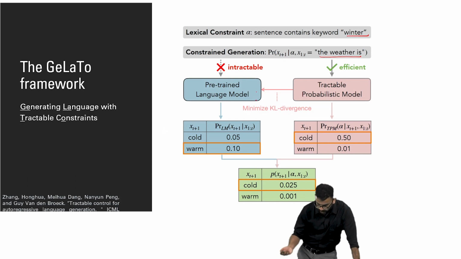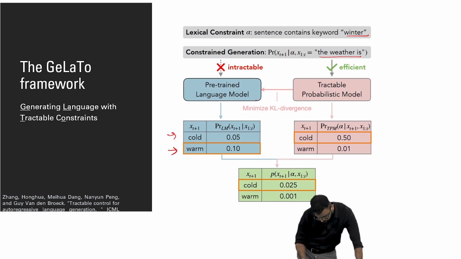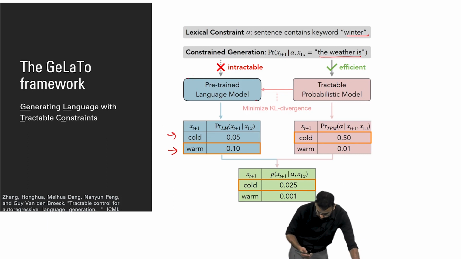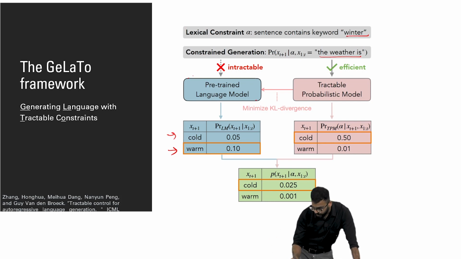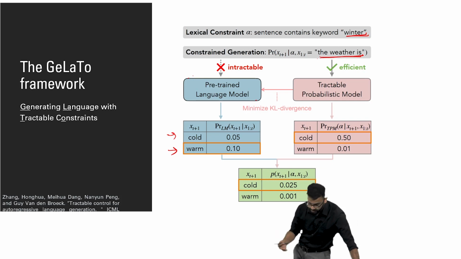I have a pre-trained language model that tells me the likelihood of the next token. Let's say my vocabulary at this point has just two words, cold and warm. It says that the likelihood of the next token being cold is 0.05 and warm is 0.10. Now this model has no information regarding the constraint; it's not incorporating the constraint in any way. But if I want to generate a sentence that contains winter, and the prefix so far is "the weather is", then it's more likely that the next word would be cold rather than warm. But my language model doesn't have any constraints to enforce this.